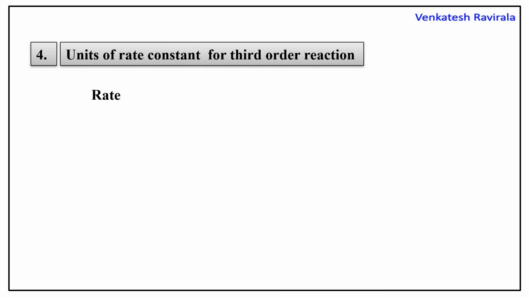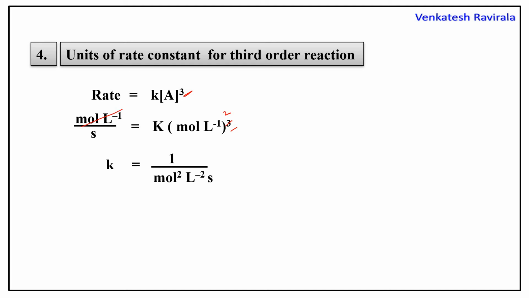Next, if you take third order, again I have to take here 3. Again for rate, mole per liter per second, and concentration will again be mole per liter, but 3 is there as a power, order is 3, so you take here 3. Now here it will be cancelled, and 2 remaining will become here. You are going to get the units as 1 by mole square liter to the power of minus 2 per second, isn't it? So this should be what?